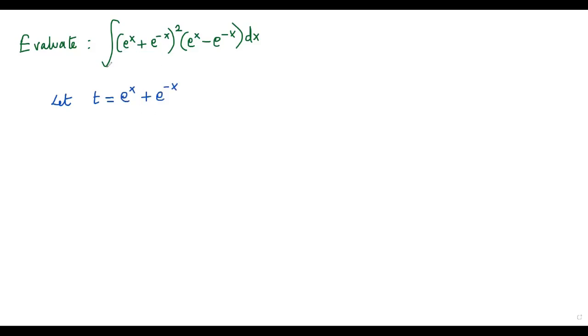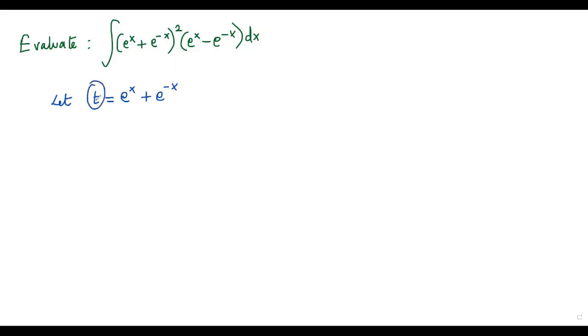So that means I'm going to change the complete integration to the new variable t. Actually, the original integration is in the variable x, so here we do integration with respect to x. When I change the complete integration to the new variable t, I have to integrate with respect to t. So instead of dx, I must have dt over here.